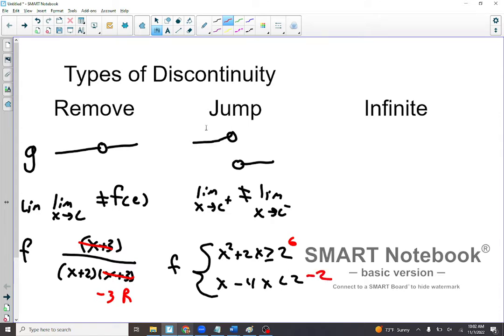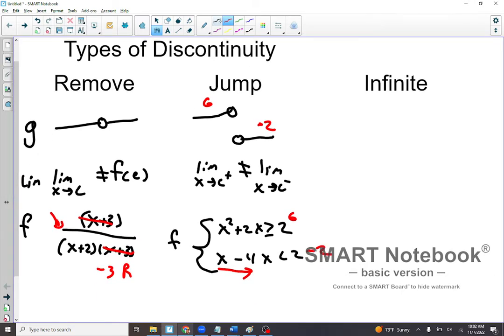This one is approaching y equals 6, and this one's approaching y equals -2. So they're jumping from one to the other. Then they're going to follow the rule of whatever curve or line it is, but it just skips that part. Because it skips that part, that causes a jump. This would never happen in a normal equation or rational function.